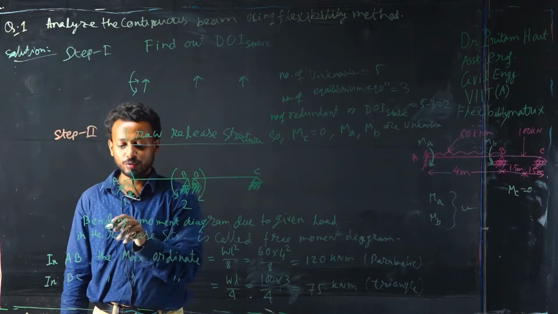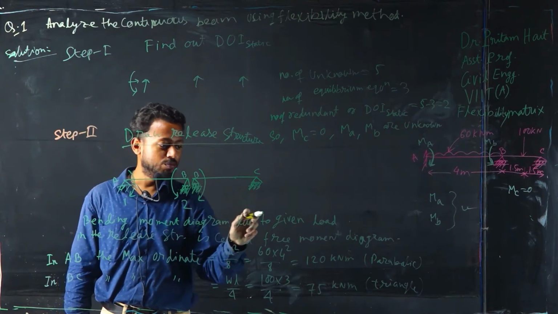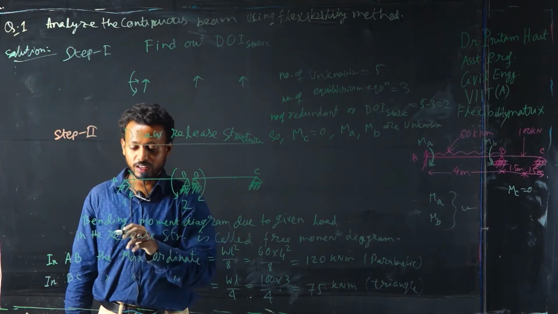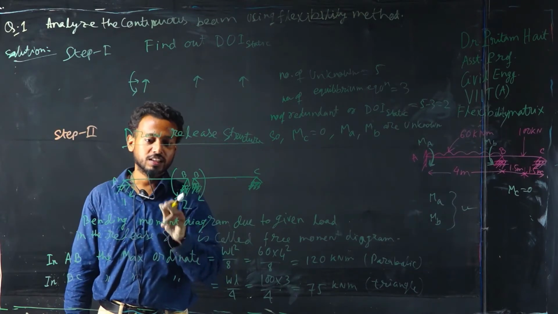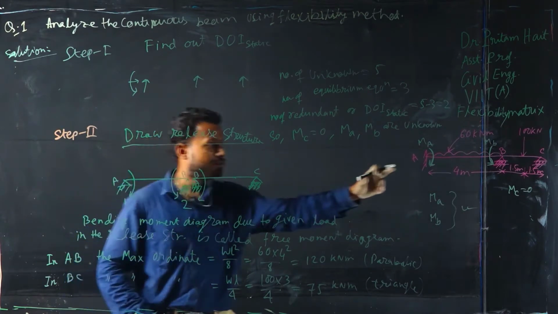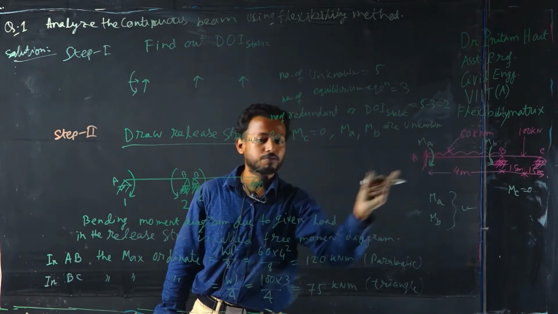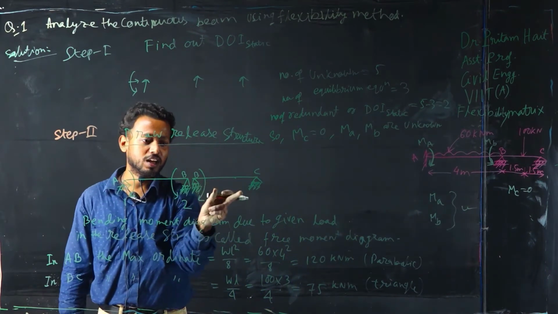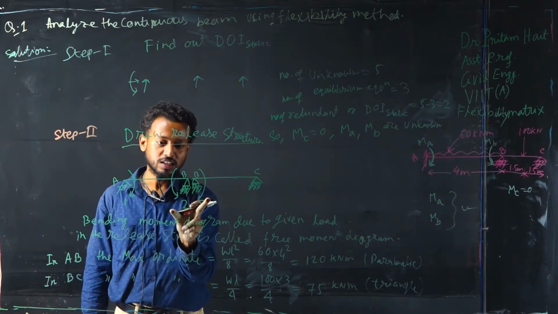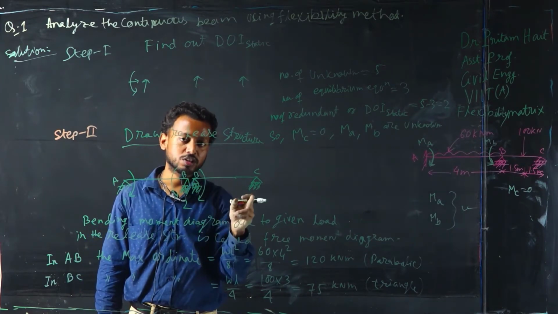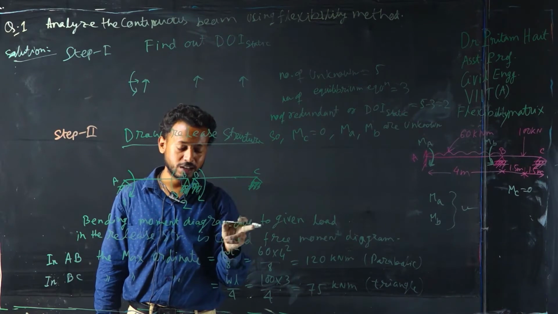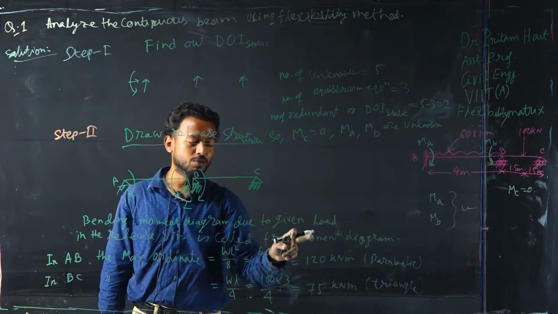Okay, now the bending moment diagram due to given load in the release structure is called the free bending moment. Okay, this is the release structure. From this continuous beam I have separated both the spans. In this release structure, if you apply an external load and draw the bending moment diagram, that bending moment diagram will be called the free bending moment diagram.